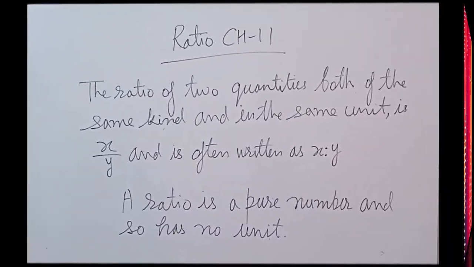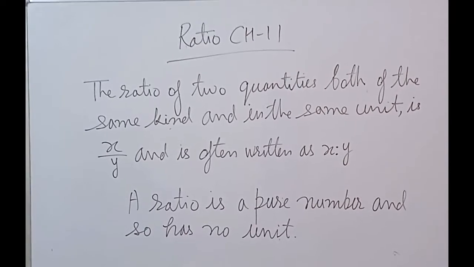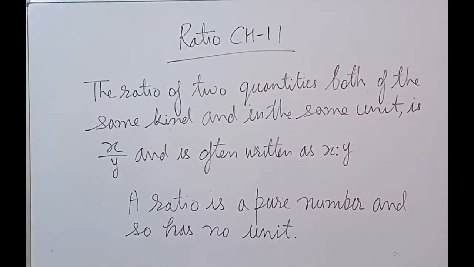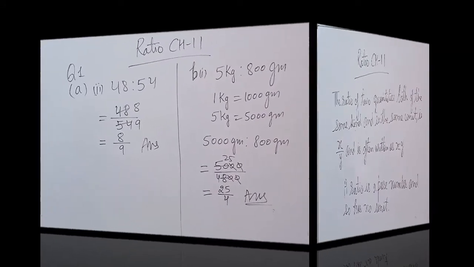Children, today we will study chapter 11, ratio. So first understand what is the ratio. The ratio of two quantities, both of the same kind and in the same unit, is x upon y and is often written as x ratio y. Remember, a ratio is a pure number and so has no unit.